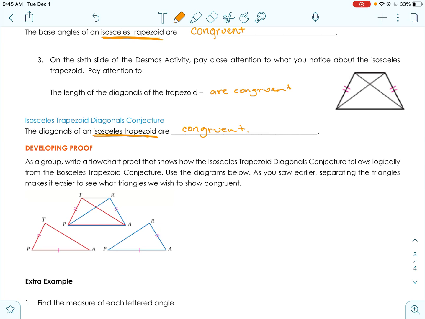So previously in our lessons, you saw that we talked about when we have triangles that are overlapping, we want to pull out what we were trying to prove are congruent and redraw them.